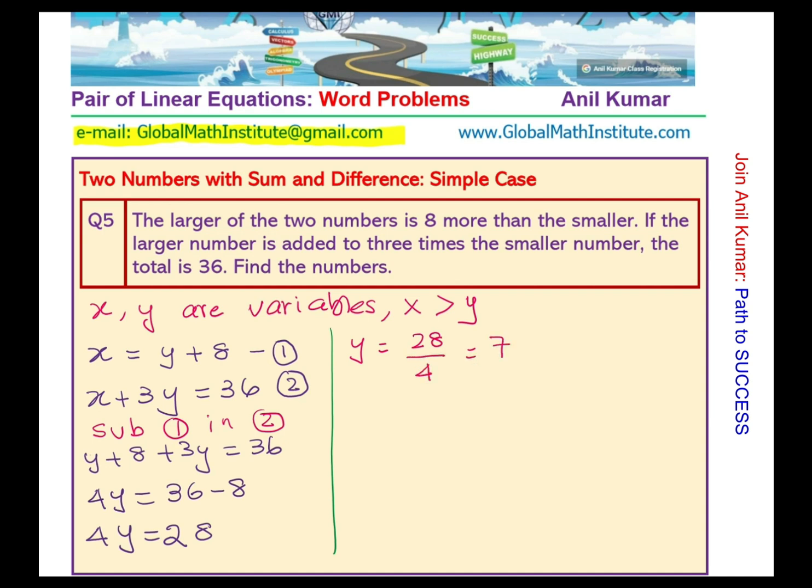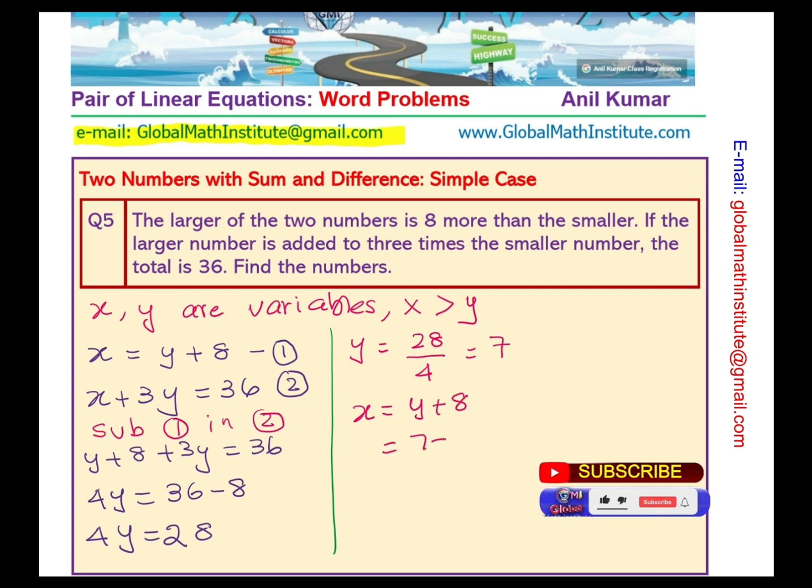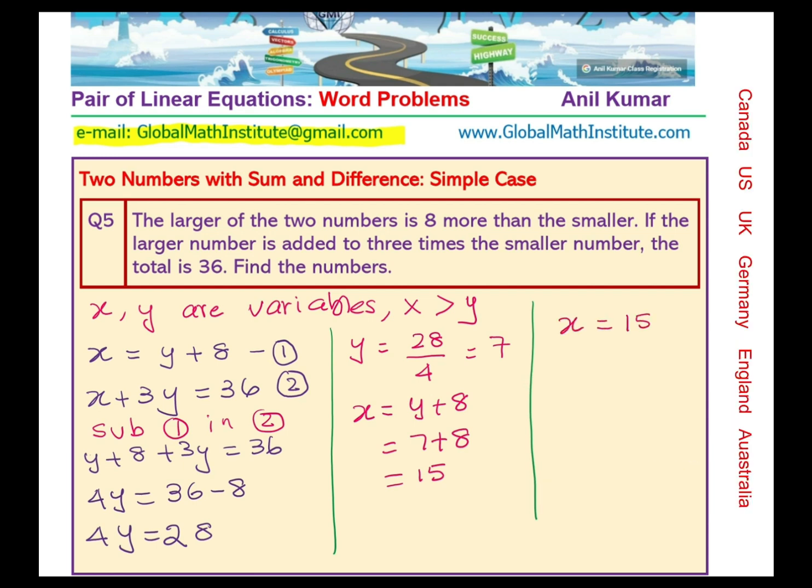Once you find y, you can use equation 1 and find the value of x, which is y plus 8, right? So which is 7 plus 8 or 15, right? So we get our solution. x is equal to 15 and y is equal to 7. Is that clear to you? Slightly difficult question, but if you read carefully, define your variables, it is not very difficult to answer.